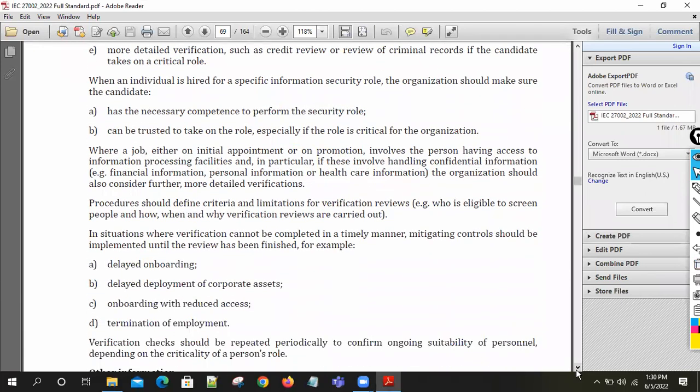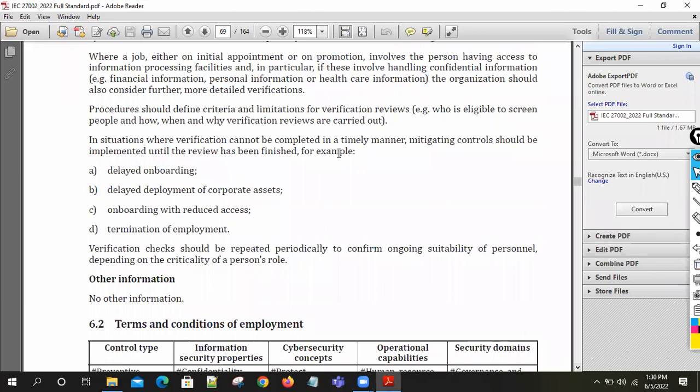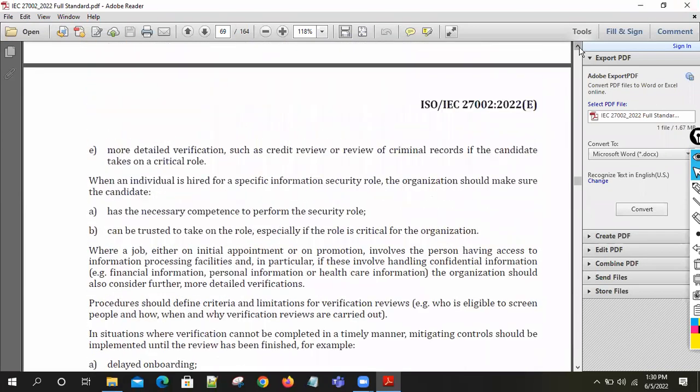So we need to define the procedure in situations where verification cannot be completed in a timely manner. If you are not able to do the verification in a timely manner, then we need to mitigate the control and implement things like delaying the onboarding, delaying deployment of corporate assets, onboarding with reduced access, or you can also terminate the employment. So you can see, based upon the identified risk, we can implement these controls within the organization.